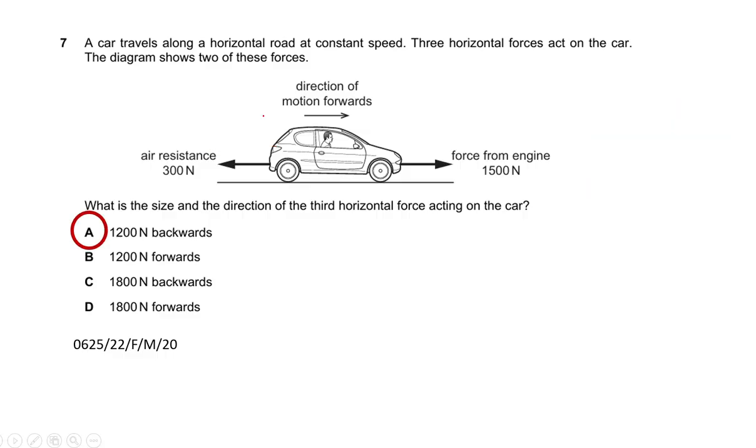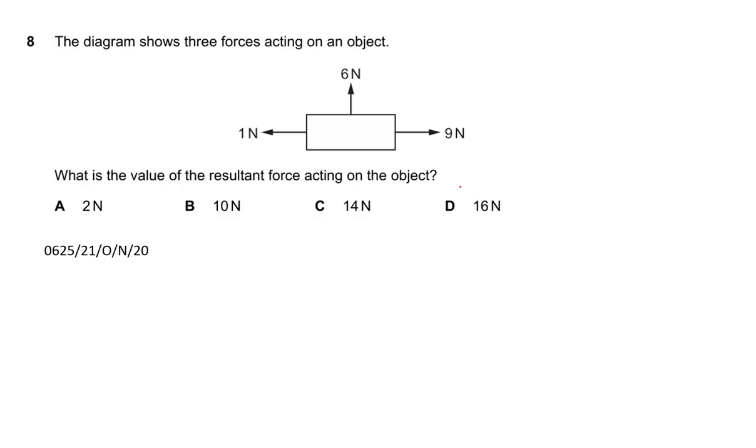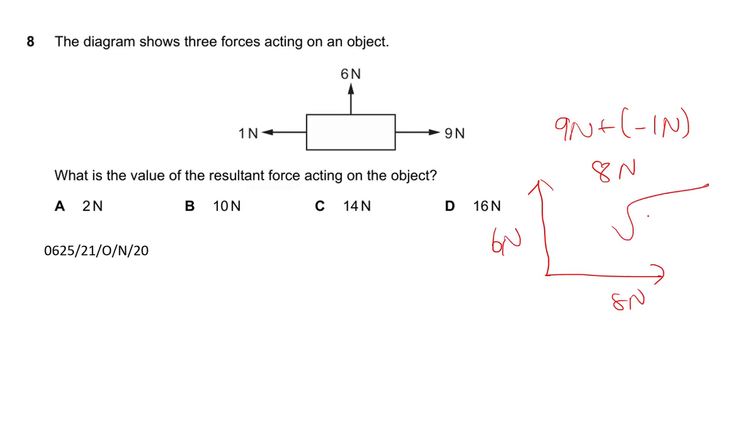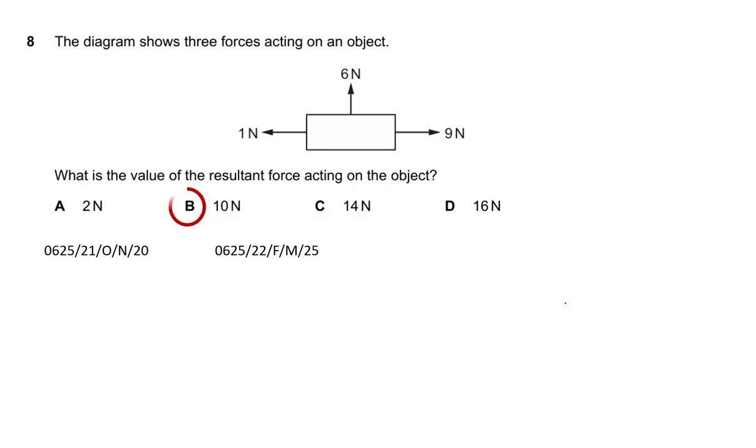First of all, consider the horizontal force. 9 Newton is to the right, so plus 9, and 1 Newton is to the left, so minus 1. The resultant is 8 Newton. So you have 8 Newton to the right, 6 Newton vertically to the top. Then the resultant: use Pythagoras theorem. 6 squared is 36 plus 8 squared is 64, which gives you 100. Square root of 100 is 10 Newton. So answer is B. The same question is repeated in February, March 2025 as well as in October 2020.